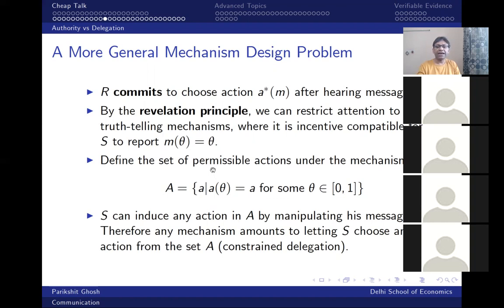Now, in this context, we don't have money, right? In many of these mechanism design or contract theory problems, you have money. There will be some action or decision, but there will also be money. So here, let's keep money off the table, yes? So then we can think of the mechanism design problem very simply as choosing a set of permissible actions, yes?